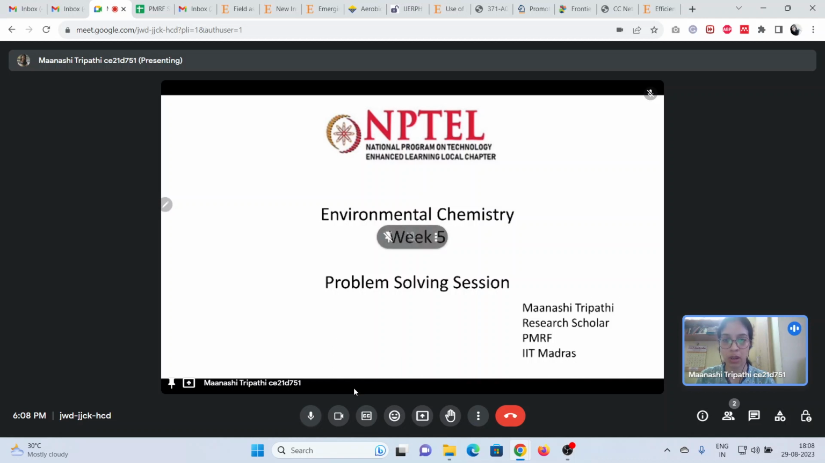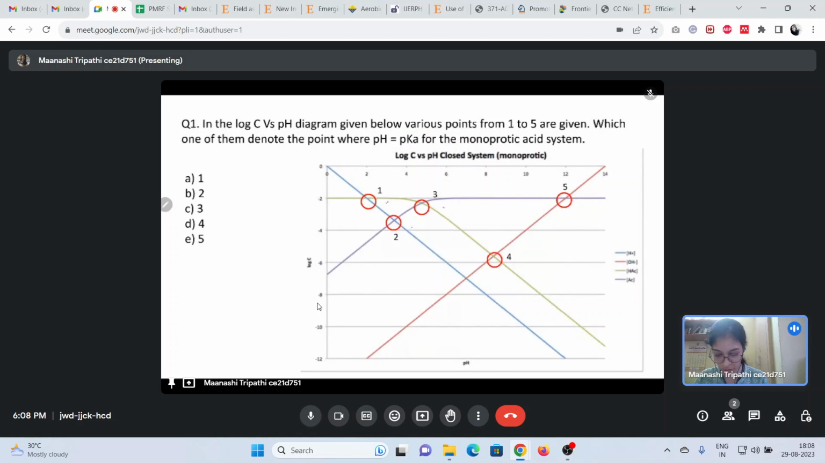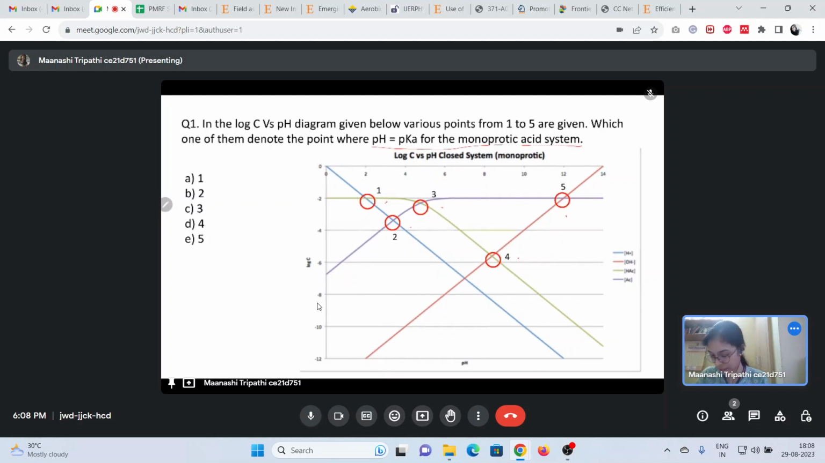We'll start with question number 1. It is a question regarding the log C versus pH diagram. Here 5 points are given, 1, 2, 3, 4 and 5. Which of them denote the points where pH is equal to pKa for a monoprotic acid system? So we are talking about a monoprotic acid system.